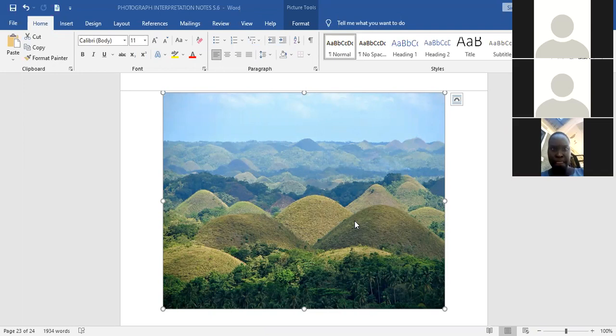Then part C, we will find another question, and the question may be, identify the problems faced by people living in the area shown on the photograph. What kind of problems are likely to be faced by people that live in this area on the photograph? Now, I have given you some summary that helps you to easily get these answers.